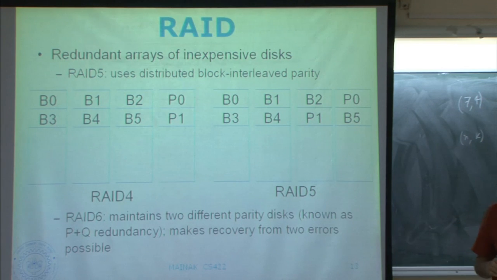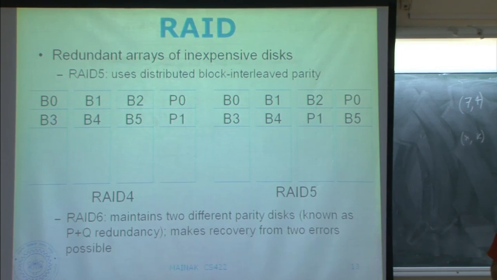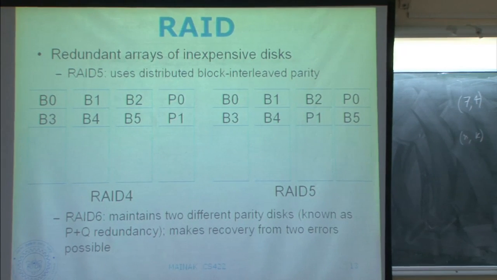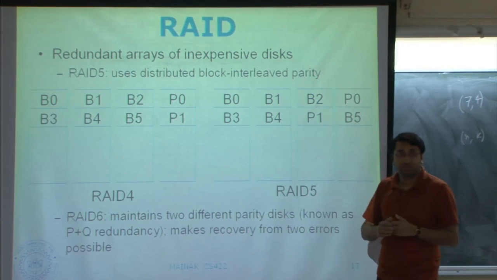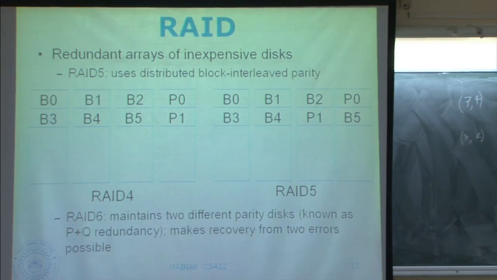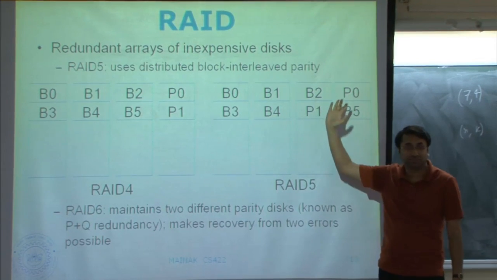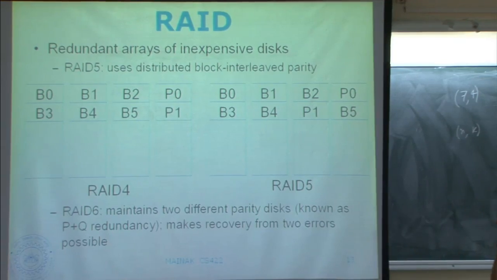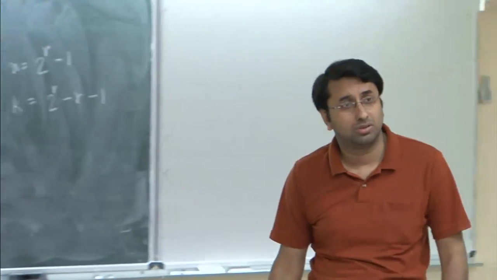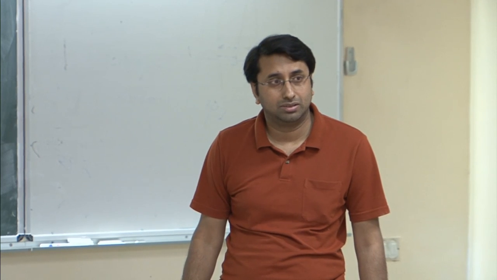Why is it good? What does it buy? The parity disk, if it fails, then it becomes a problem in RAID 4. Well, that's still a problem. Let's suppose this disk fails; I lose P0, right? You are reducing the overhead on the parity. How? Like, on every access you need to read from the parity disk. Over here, you don't need that, because it's been distributed.